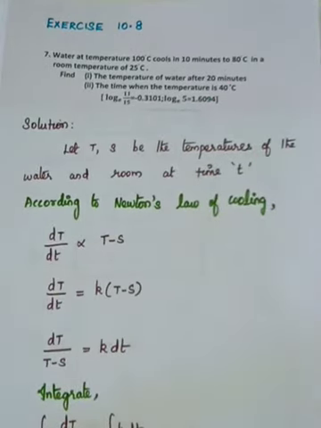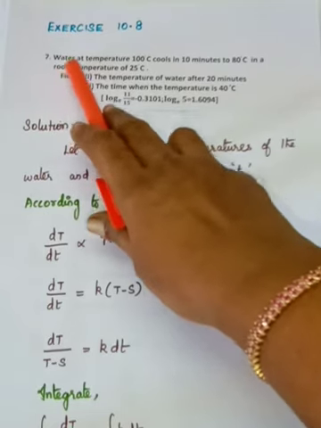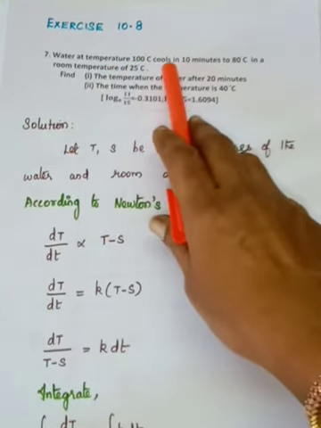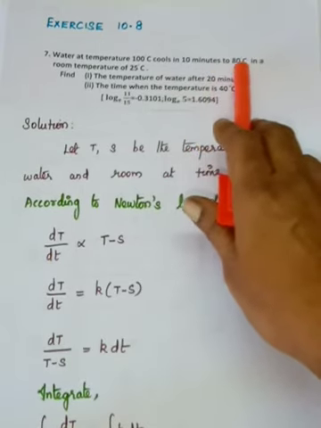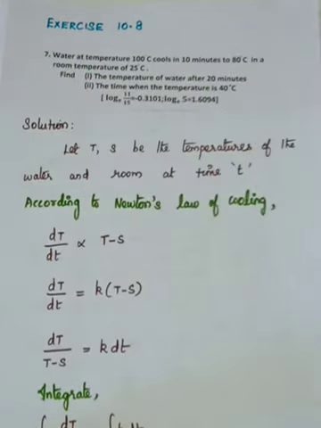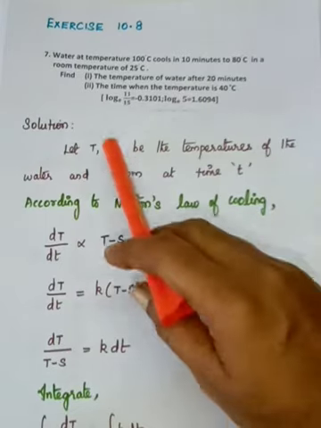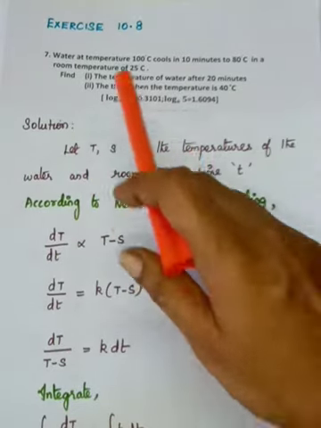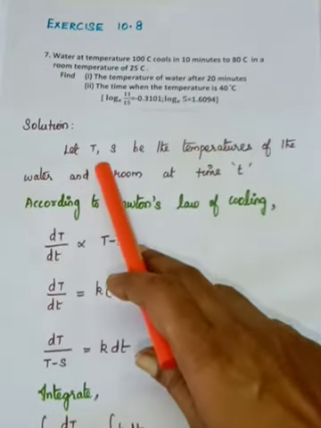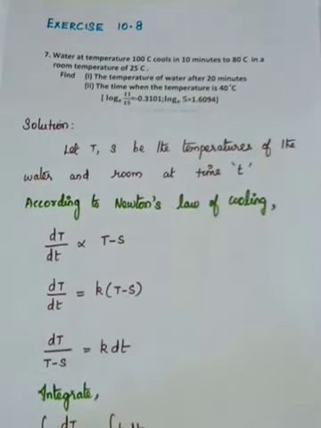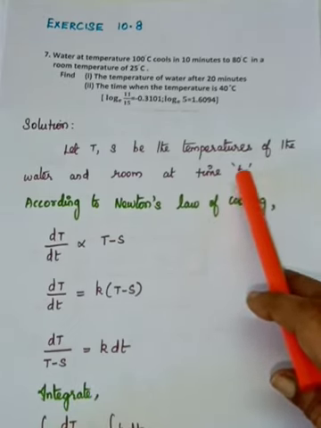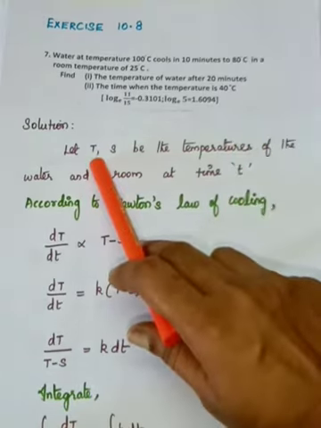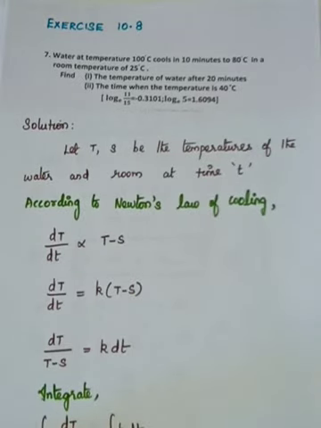See now, here water at temperature 100 degrees Celsius cools in 10 minutes to 80 degrees Celsius in a room temperature. So first we need the variables for the temperature of the water and the room temperature. So let capital T be the temperature of the water and S be the room temperature at any time t. So small t is the time, capital T is the temperature of the water, and S is the temperature of the room.